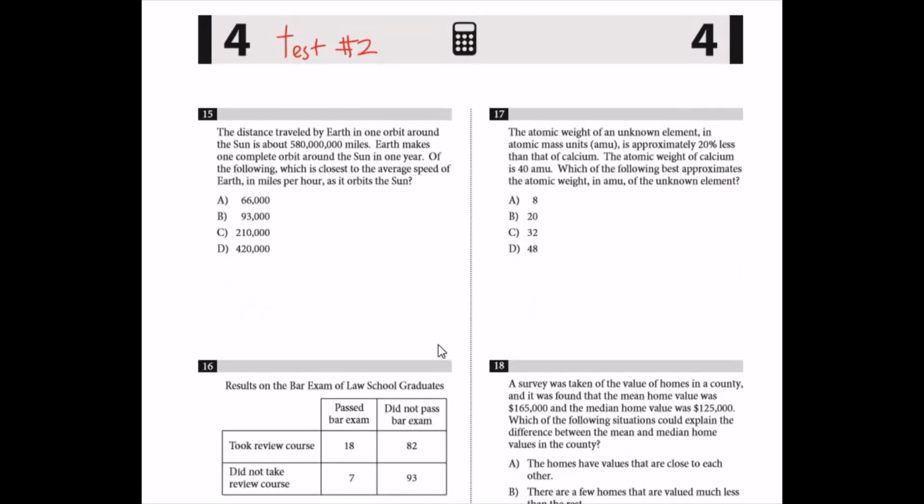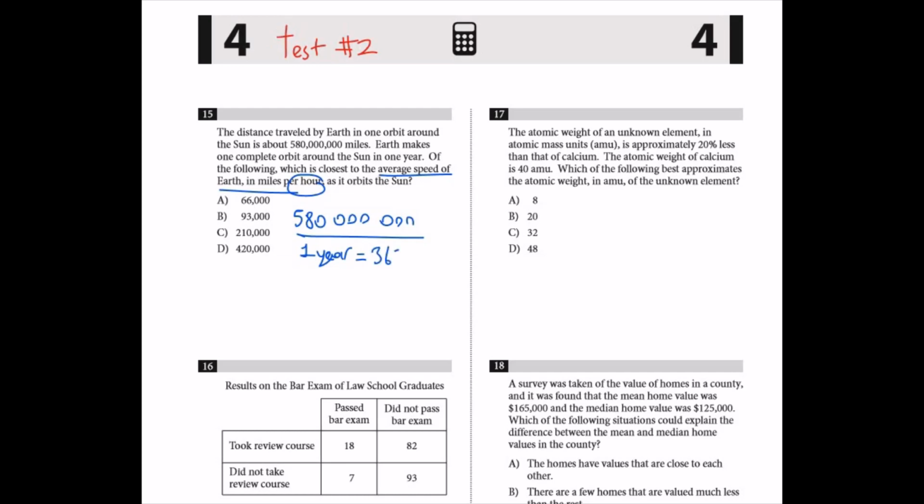Question number 15. The distance traveled by Earth in one orbit around the Sun is about 580 million miles. Earth makes one complete orbit around the Sun in 1 year. Of the following, which is closest to the average speed of Earth in miles per hour as it orbits the Sun? Here we're going to divide 580 million miles by 1 Earth year. So we can find the average speed of the Earth in miles per hour. We're going to convert 1 year into hours to be able to find the hourly average speed.